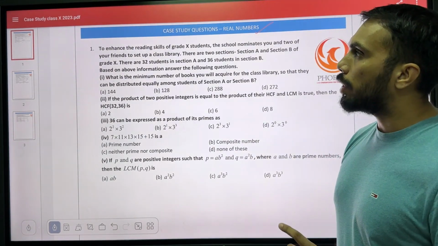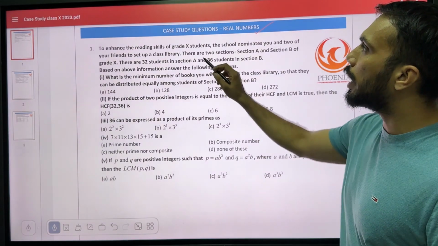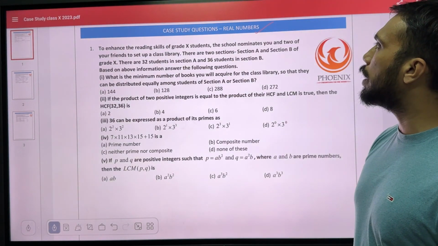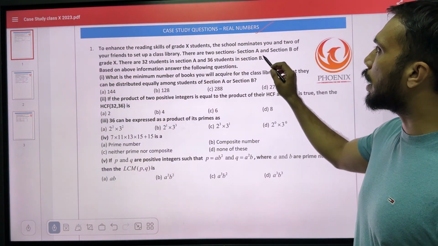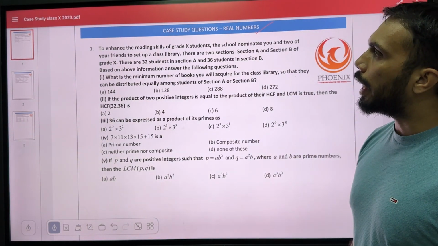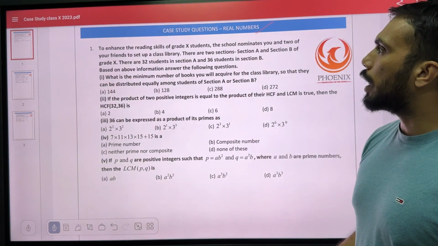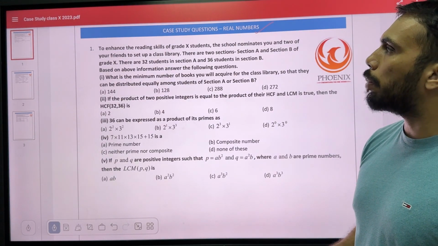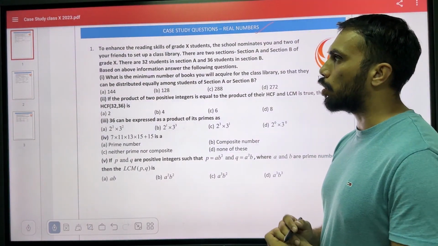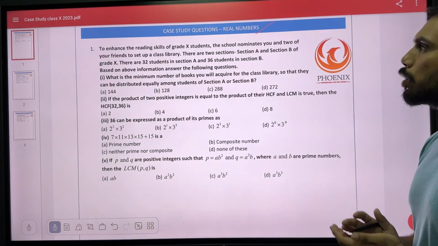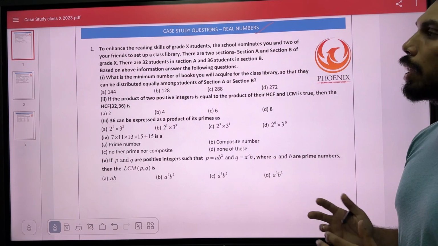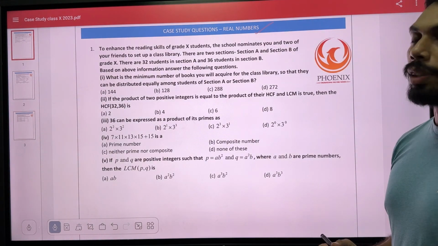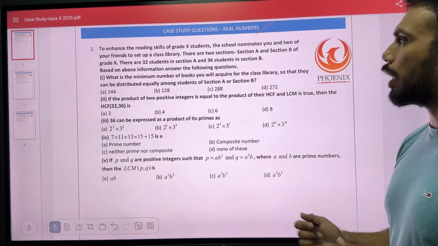Okay, so let's start with the question. To enhance the reading skills of grade 10 students, the school nominates you and 2 of your friends to set up a class library. There are 2 sections, section A and section B of grade 10. There are 32 students in section A and 36 students in section B. Based on the above information, answer the following questions. Your first question is, what is the minimum number of books you will acquire for the class library so that they can be equally distributed among the students of section A and section B?